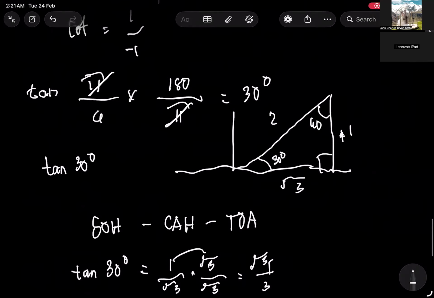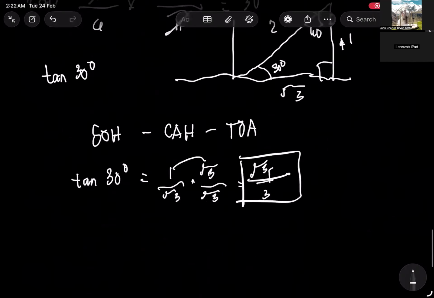1 times square root of 3 is square root of 3. Then square root of 3 times square root of 3 is square root of 9. What's the square root of 9? That's 3. So that is square root of 3 over 3. So that's tangent.